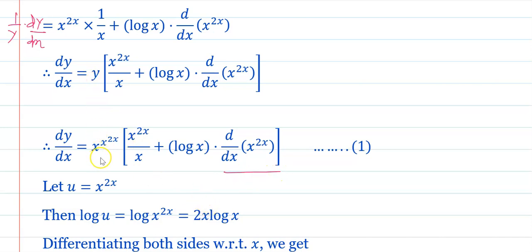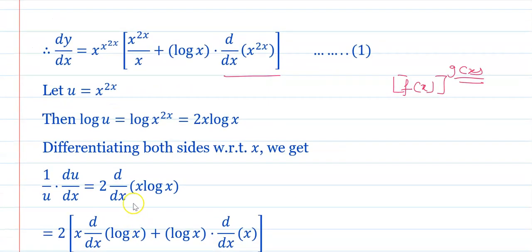Here again we substituted the value of y. What is y? x raised to 2x. Now we only have to find this out. Let u is equals to x raised to 2x. Again we have to take the log for this, because it is again a function raised to a function, that is f of x, this whole bracket raised to g of x. Here g of x is 2x, and f of x is x. Take log on both sides, then you will get log of u is equals to log of x raised to 2x. Again this 2x came in front, that is 2x into log x.